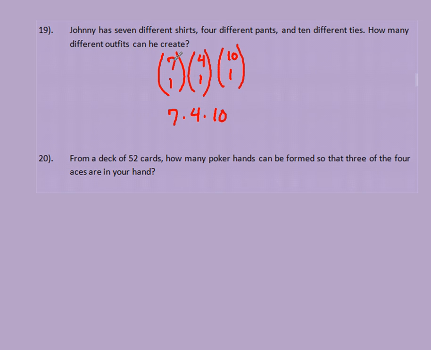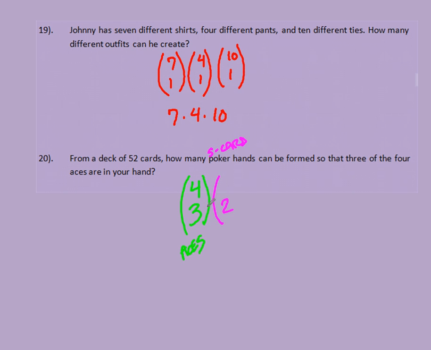Now, number 20, from a deck of 52 cards, how many poker hands, I should say this is a 5-card poker hand, can you create so that you have 3 of the 4 aces in your hand? Well, there's 4 aces. I need to choose 3 of them to be in my hand. So that's the way to start, is I need to place what I know with my aces. Now, there are 2 cards left to be placed. So let's start with that. I know I need to choose 2 cards.